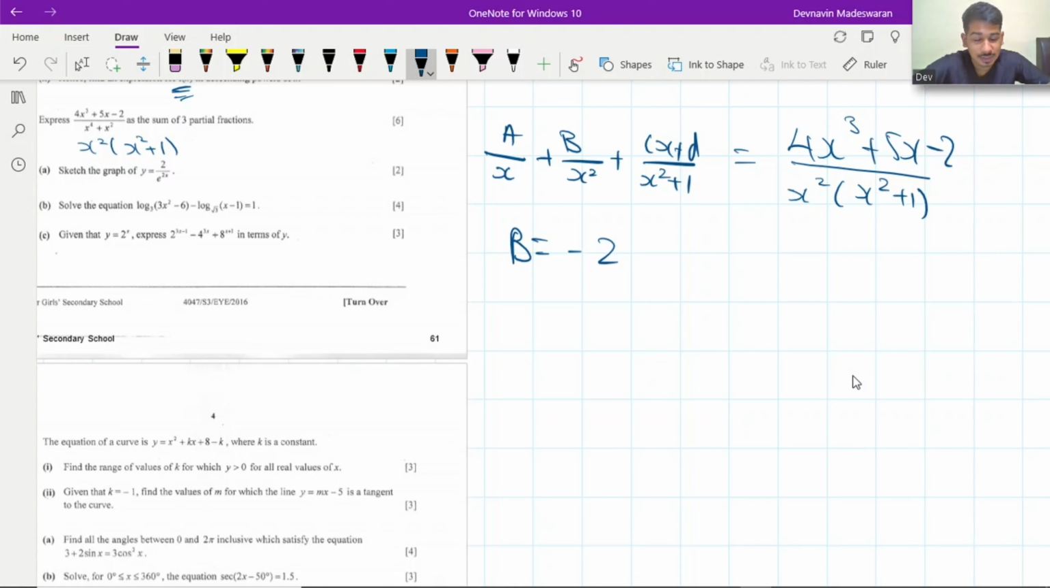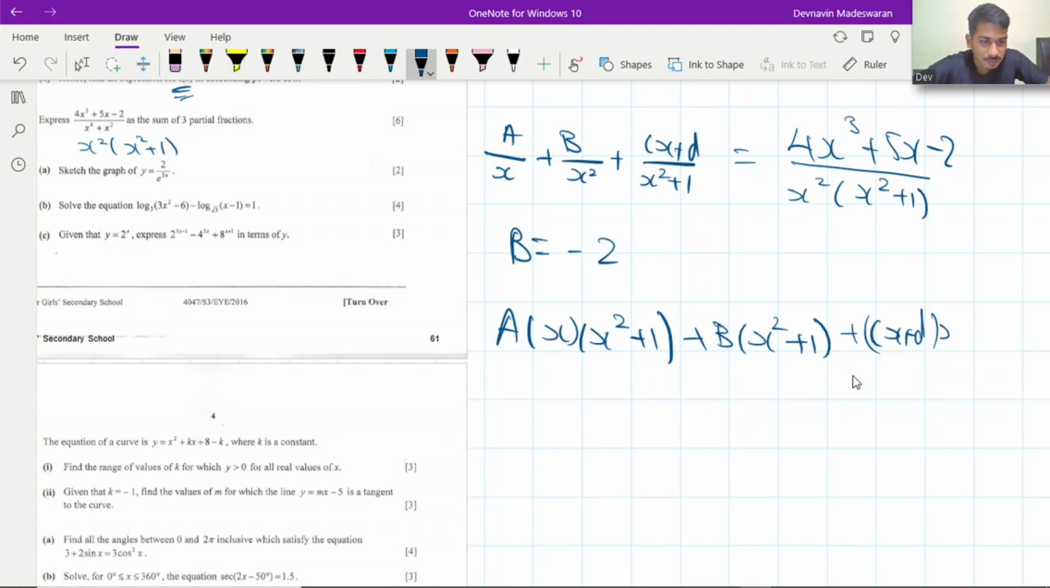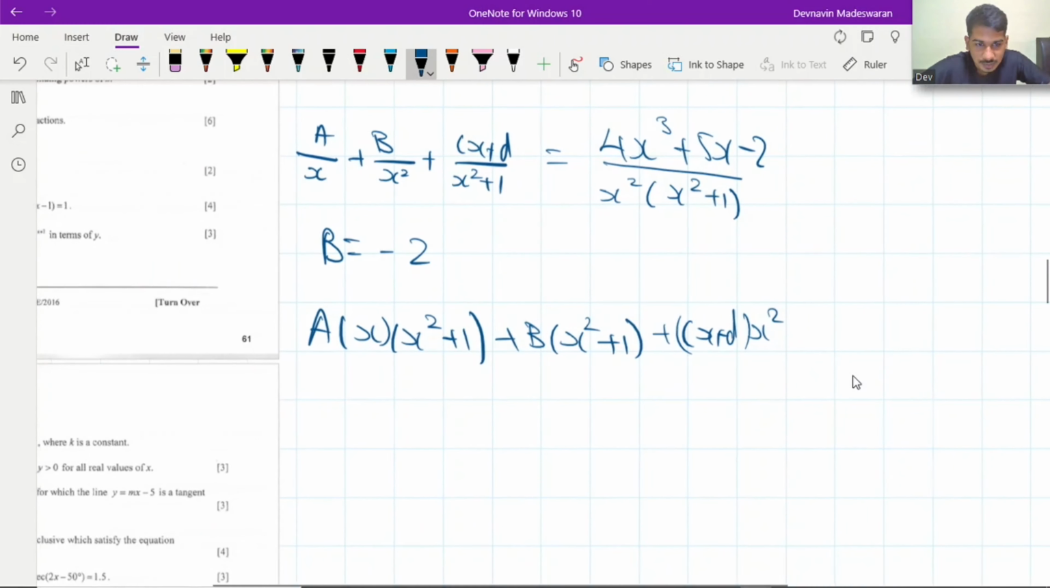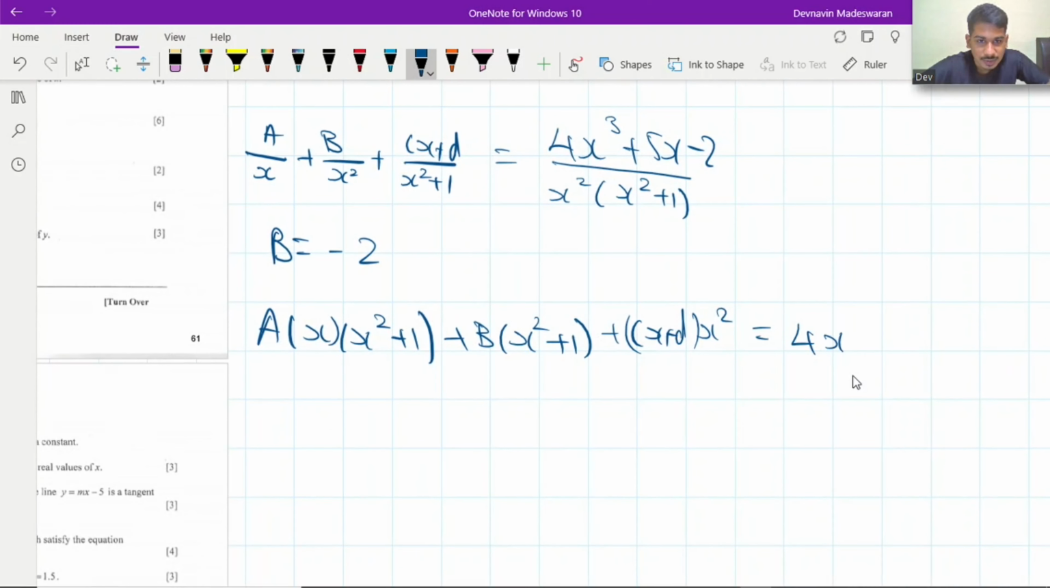So let's do that. We have to make everything the common denominator. So I'll times everything by, it's going to be A times x times x squared plus 1. Then B, we times it by x squared plus 1, and then the cx plus d, I have to times it by x squared. So the denominator will be x squared times x squared plus 1, which is going to be equal to 4x cubed plus 5x minus 2. We know this B is going to be negative 2.